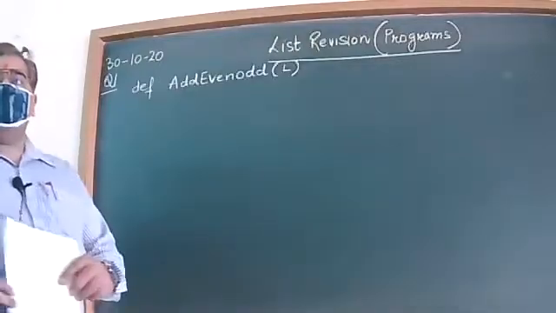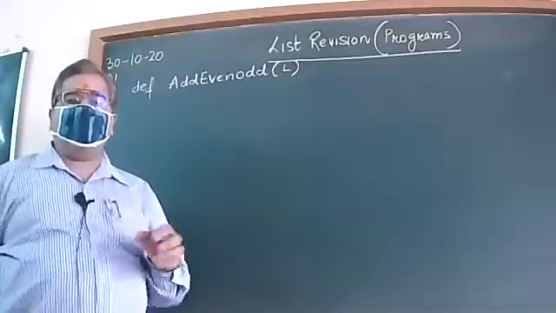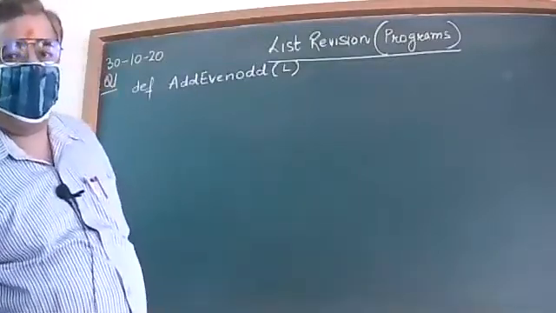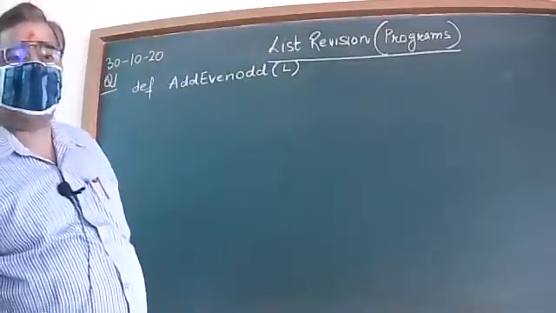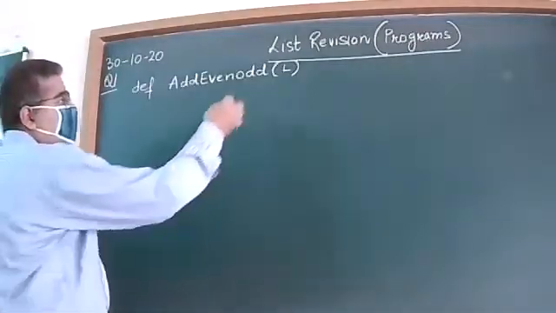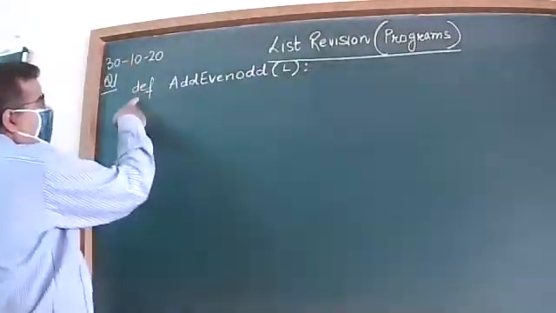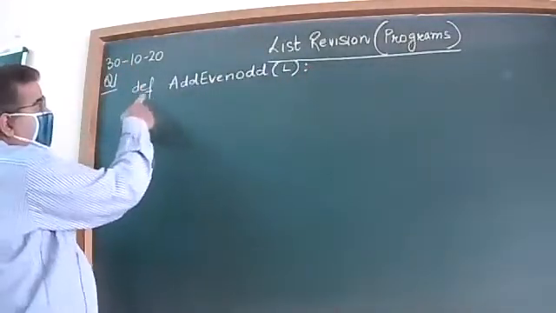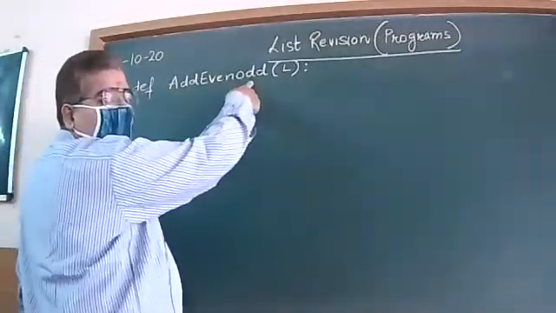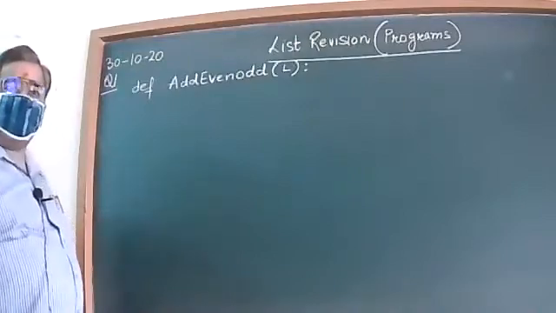right? In your list, there will be some elements. You are to find the sum of odd elements separately and sum of even elements separately. So I created this function. Def means define, add even odd, the name of the function. The list L has been passed as the parameter.